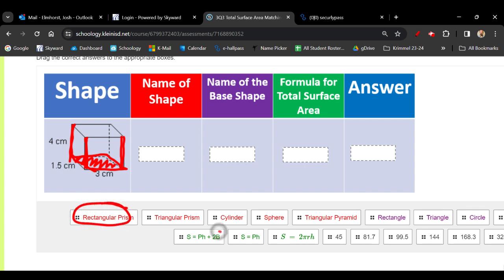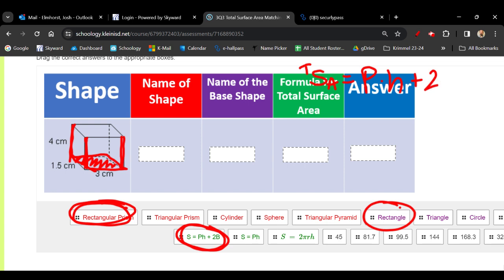In the area formula, we have a rectangle as a base, a rectangular prism, and the total surface area is going to be perimeter times height plus the area of the two bases. So let's fill that information out. The total surface area is going to be perimeter times height plus the area of the two bases.